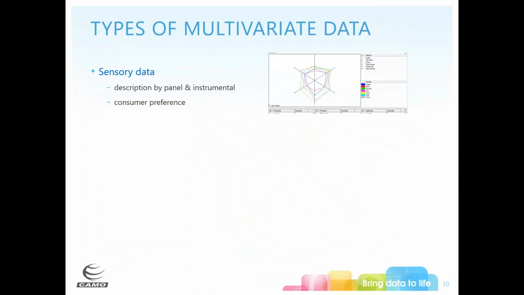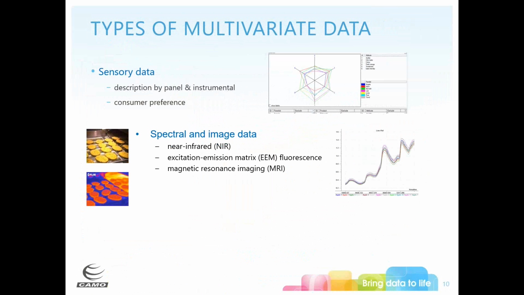So what kinds of data are multivariate? There's all kinds of data that are multivariate, such as sensory data. This might be in the food industry, for example. They might have sensory panels that are tasting things. You might have instrumental analysis for this, say like your electronic noses, electronic tongues, and comparing that with consumer preference. That can use multivariate data analysis.